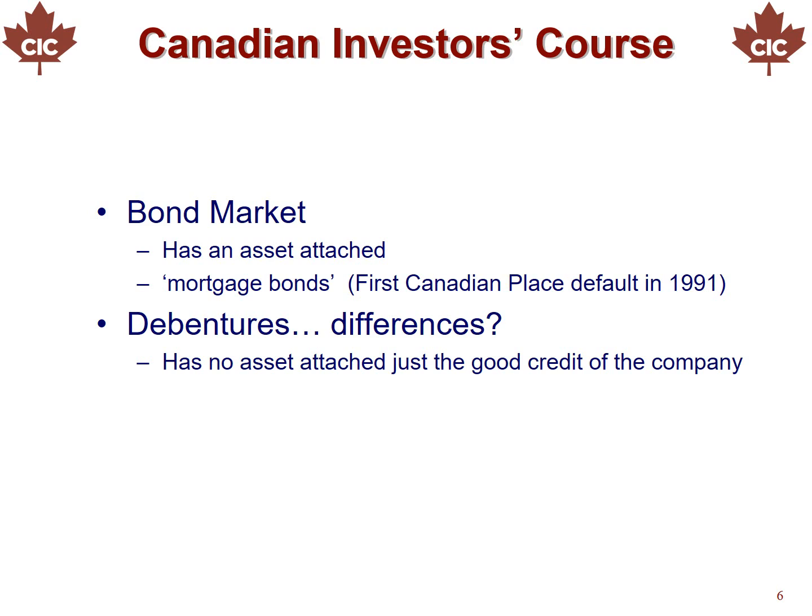So, the bond market. First of all, what is a bond? A bond is a security that has an asset attached. So, for example, mortgage bonds had an asset attached. Government bonds have an asset attached, which is the ability to tax. So they can always be covered. Now, what's the difference between a bond and a debenture? Well, a debenture does not have an asset attached. What is attached is the good credit of the company.